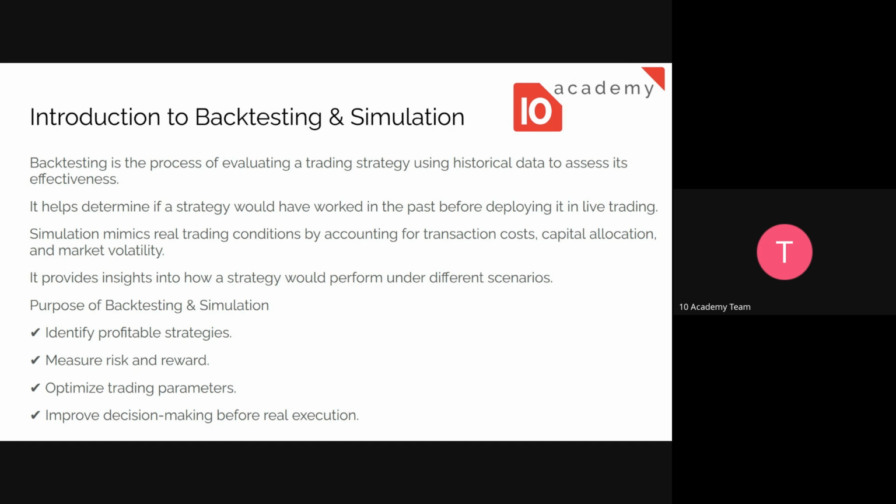Using past performance, the aim is to know which strategy fits better and brings more profit. Generally, it provides insight into how the strategy would perform under different scenarios: profitable strategy, risk, optimizing trading parameters, and improving decision making. This is the purpose.